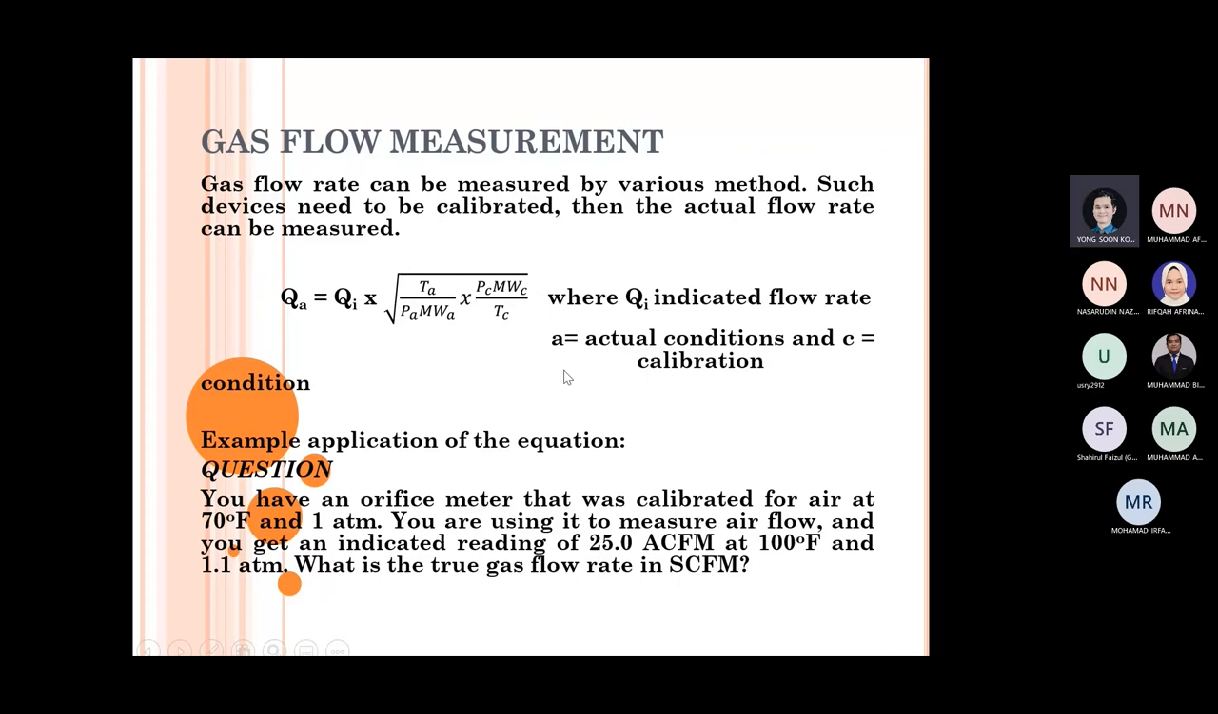So the question here: you have an orifice meter that was calibrated for air at 70 degrees Fahrenheit and 1 atmosphere. You're using it to measure air flow, and you get an indicated reading of 25 ACFM at 100 degrees Fahrenheit and 1.1 atmosphere. What is the true gas flow rate in SCFM?